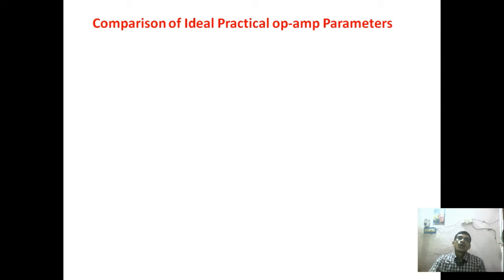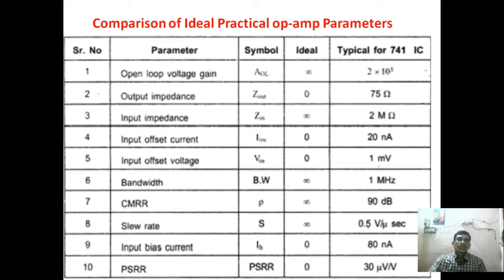Next, we will see the comparison of ideal and practical op-amp parameters. This table tells us the ideal parameters and the practical op-amp parameters. The first parameter is open loop voltage gain, also called AOL or AD. For the ideal operational amplifier, it is infinite, and for the practical op-amp, it is 2 lakhs, 2 into 10 power 5.